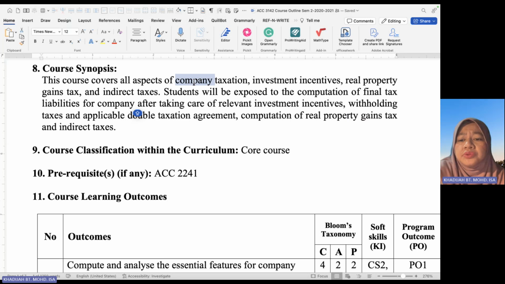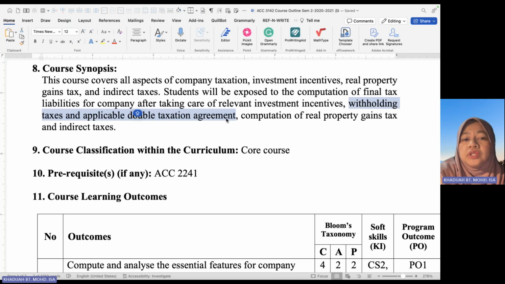And then we also look into indirect taxes. Here we are referring to sales tax and service tax. These are the two taxes that we look into in taxation 2. Other than that, we also have withholding tax and double tax agreement. This is an additional topic with regard to withholding tax, which is imposed on non-resident persons on certain types of income.